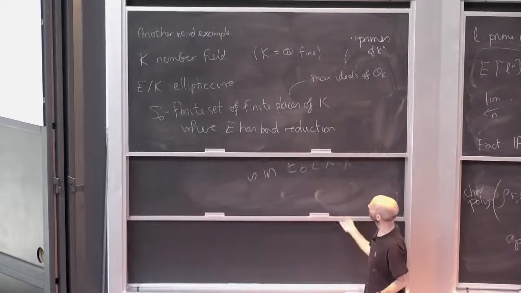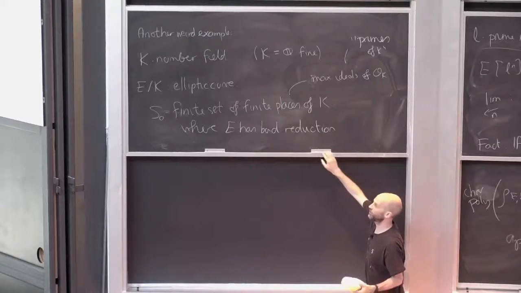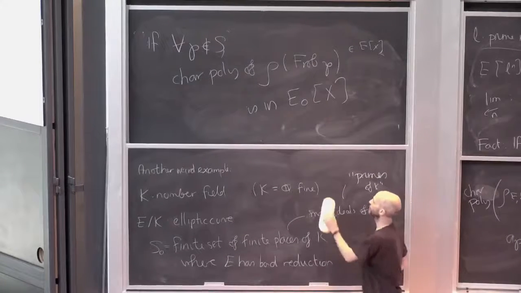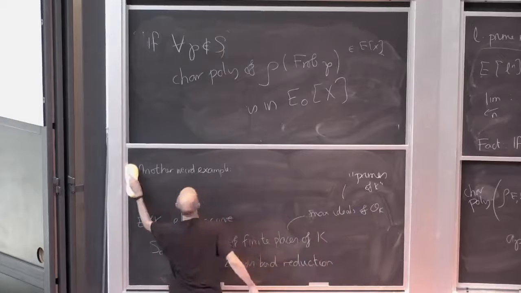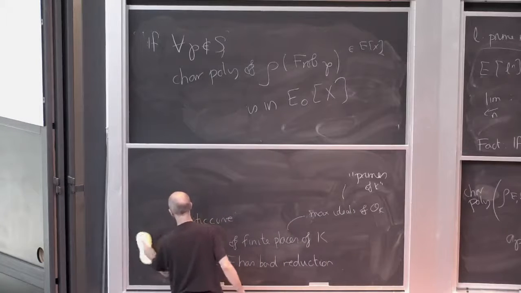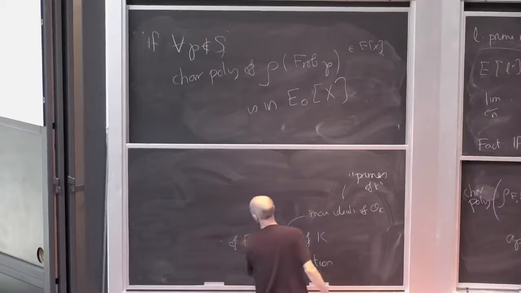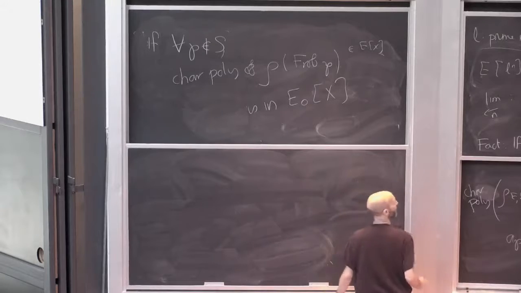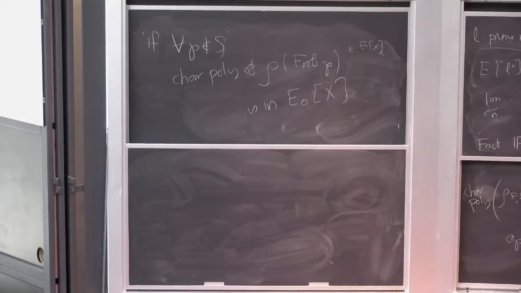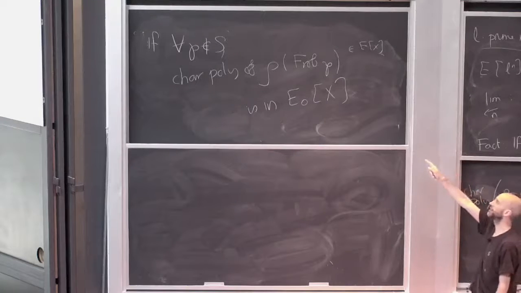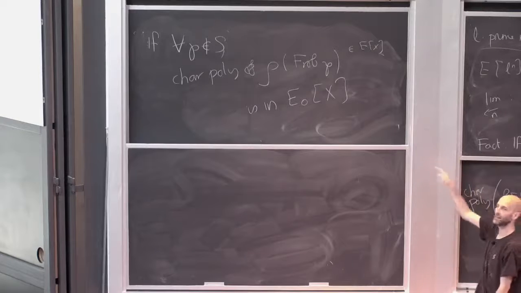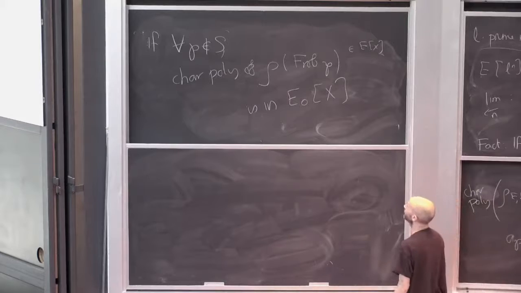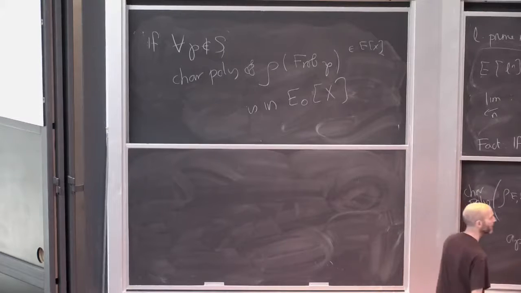Remember, you've got some random representation to GL_n(E). If you take some random element in that Galois group, the characteristic polynomial of rho of that element will be some random polynomial with coefficients random elements of E. But if I take these special Frobenius elements, then by some weird coincidence, they might all live in E0.